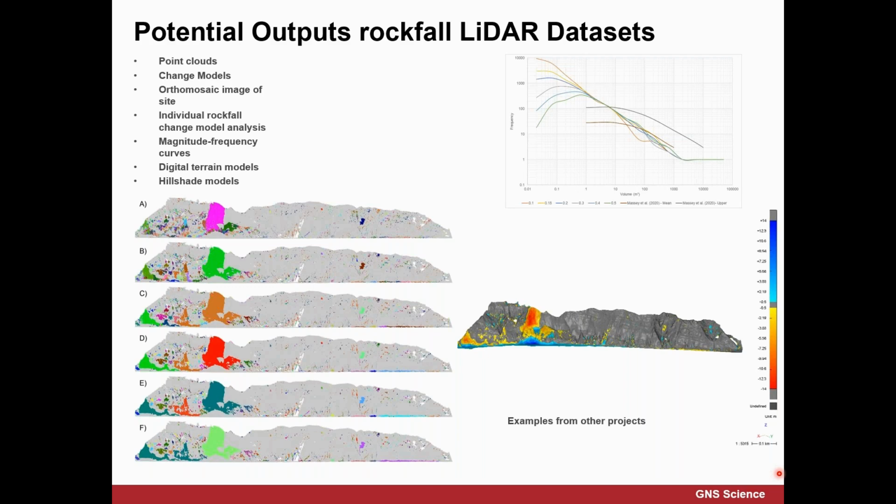And that can feed into, on the top right, a magnitude frequency curve. That's telling you over a certain time period what sort of rockfall is expected, and how big each of those rockfalls would be expected to be. And that can feed into hazard and risk models. And then we can also make digital terrain models and hillshade models.